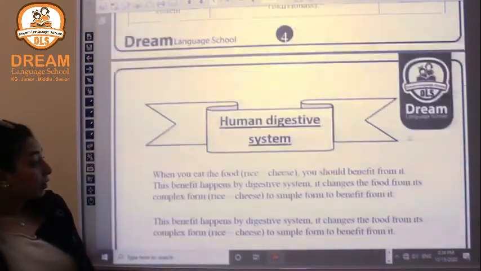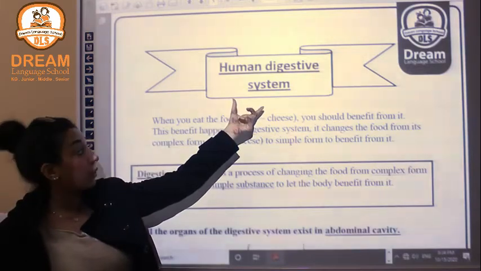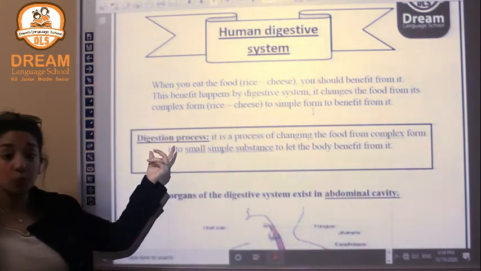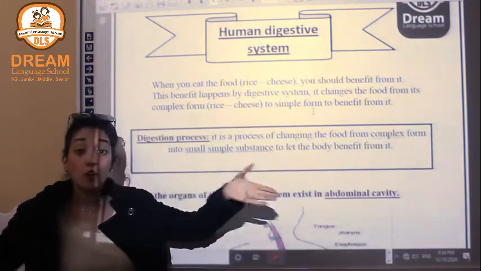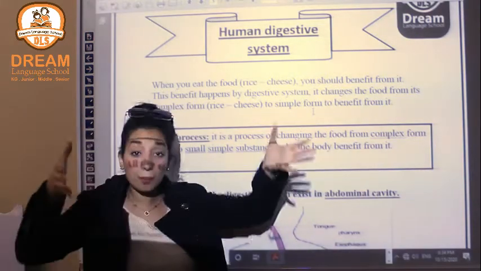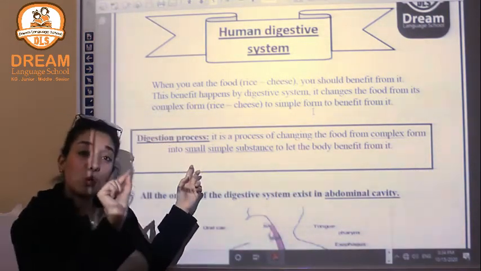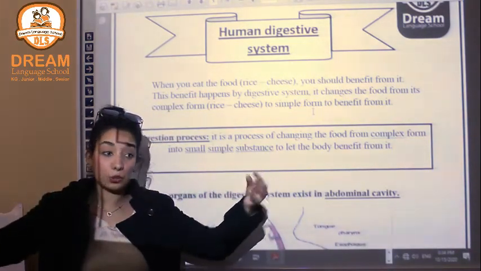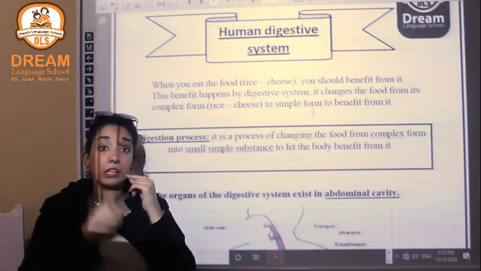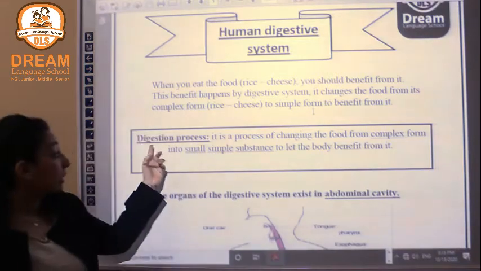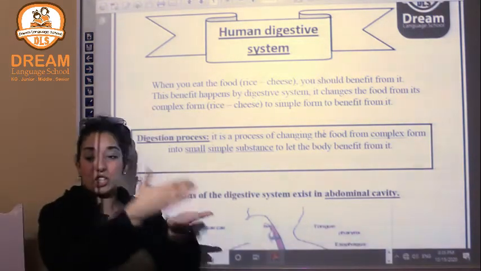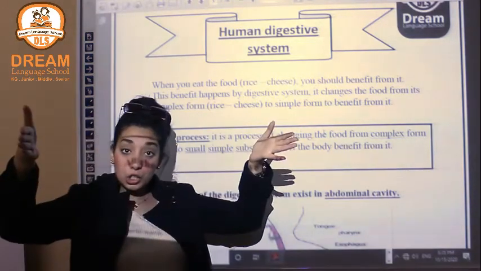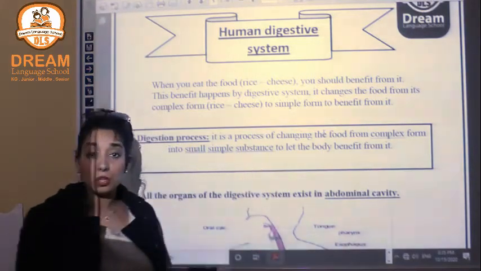Okay. Let's go to the main part of our lesson, which is the digestive system. Digestion process. I told you in this part, digestion process is the process of changing the food from complex form, I told you that complex means large form, into small, simple substance. So I will change the large sandwich into smaller pieces inside our mouth and then go inside our body. This is called digestion. Digestion means to break down the food, from large form into very small substance.